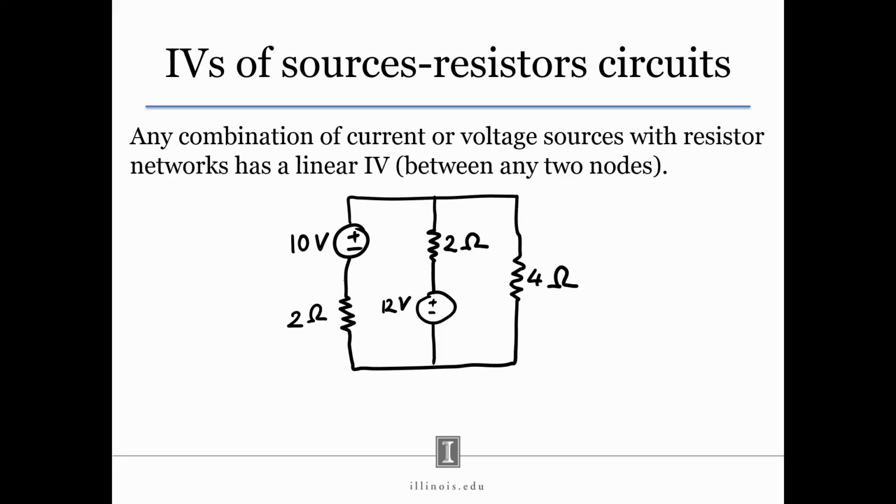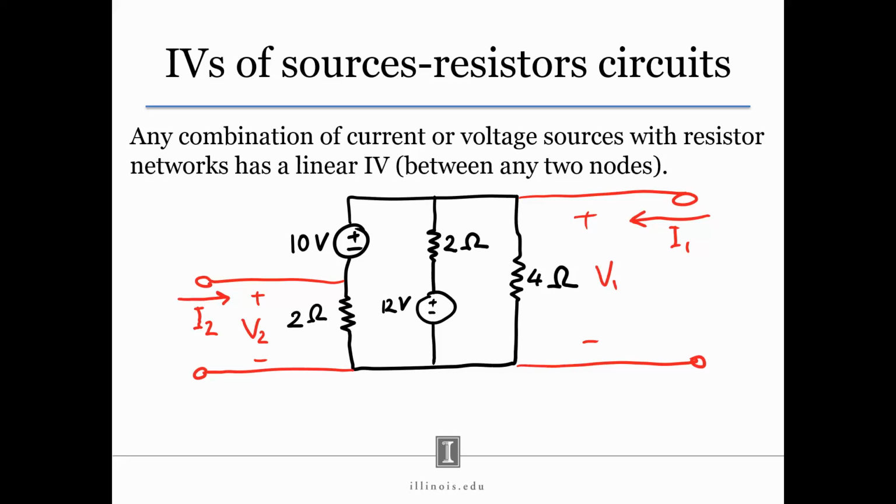Alright, so we're not going to prove it, but any combination of current or voltage sources along with resistor networks has a linear IV. It's a line on the IV curve, as you will see. And that's true no matter which two nodes you consider. So we could consider these two nodes going across the 4 ohm resistor, or we could consider going across the 2 ohm resistor. Now, those two lines are going to be different, but they're going to be lines nevertheless.